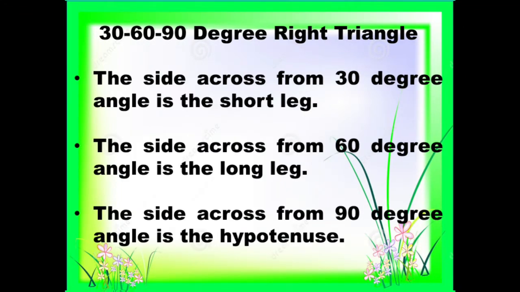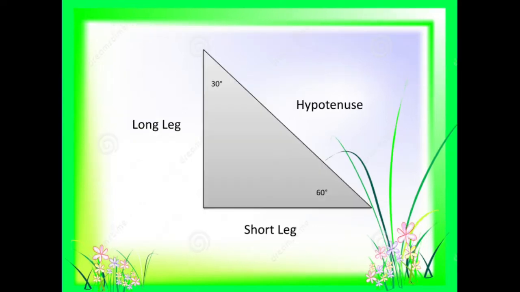The side across from the 30-degree angle is the short leg. The side across from the 60-degree angle is the long leg. The side across from the 90-degree angle is the hypotenuse. Across 30 degrees is the short leg, across 60 degrees is the long leg, and across 90 degrees is the hypotenuse.